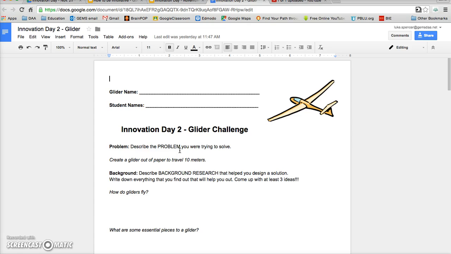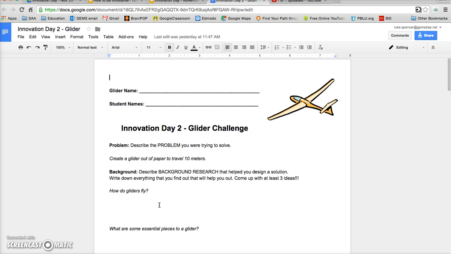That's not the point. The point is you need to try to see what's already been done, think of new ways that you could create it, and create a glider that can, as you can see, the problem, fly 10 meters.